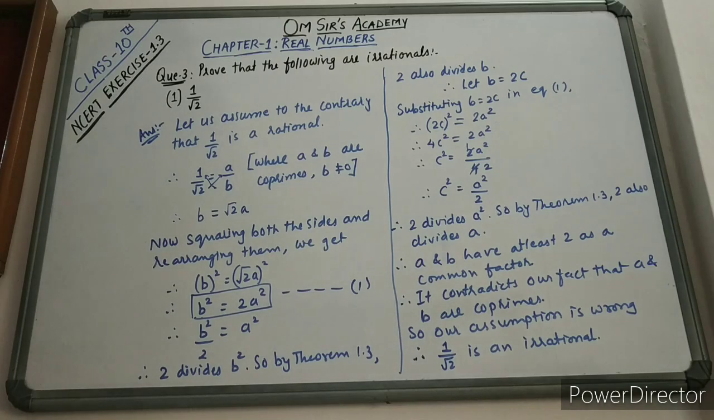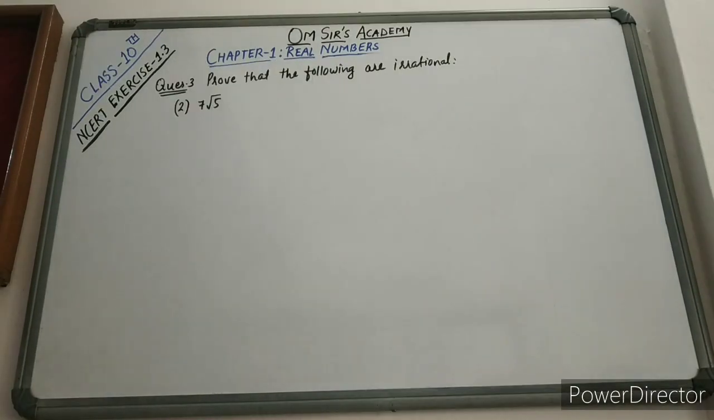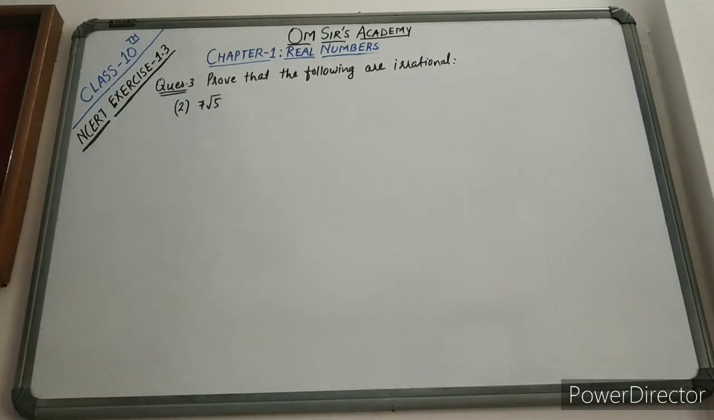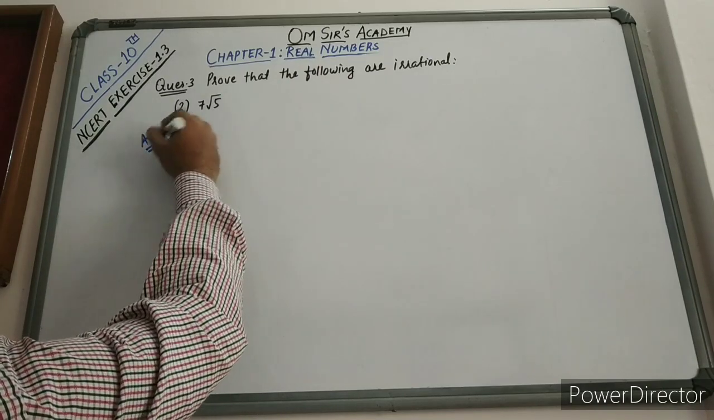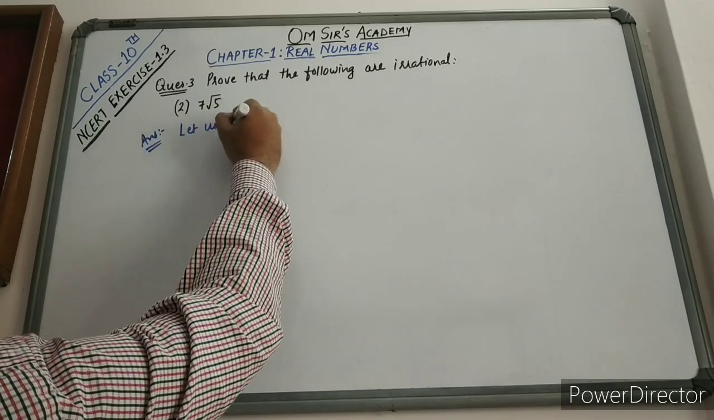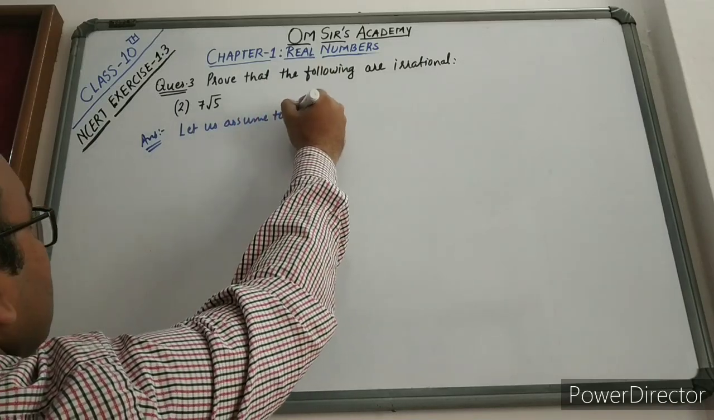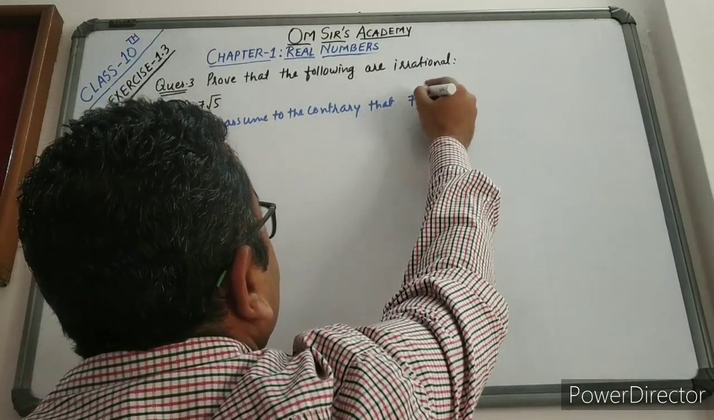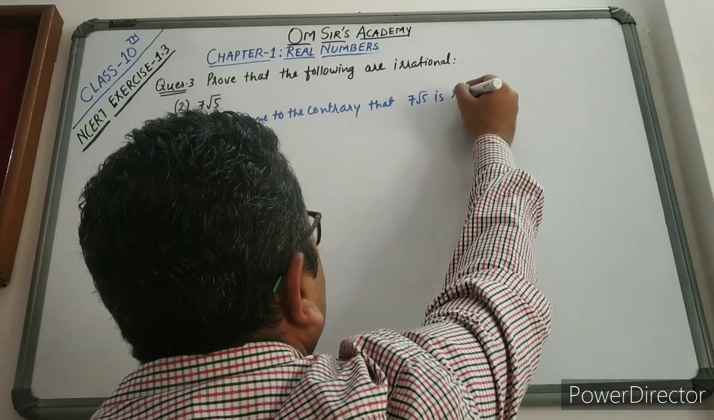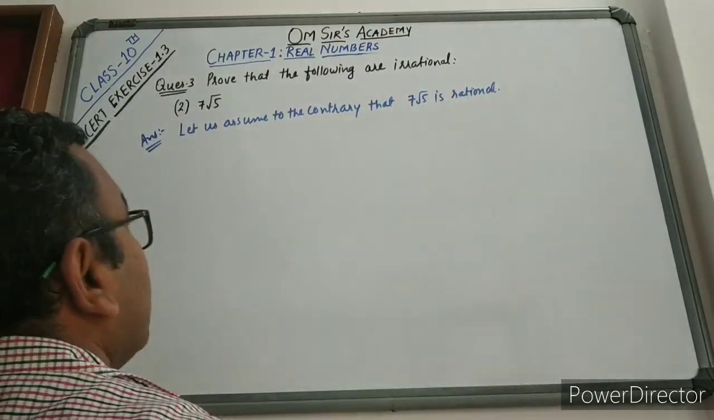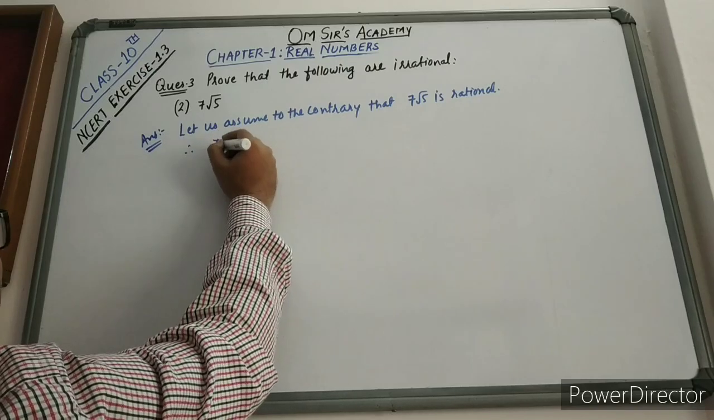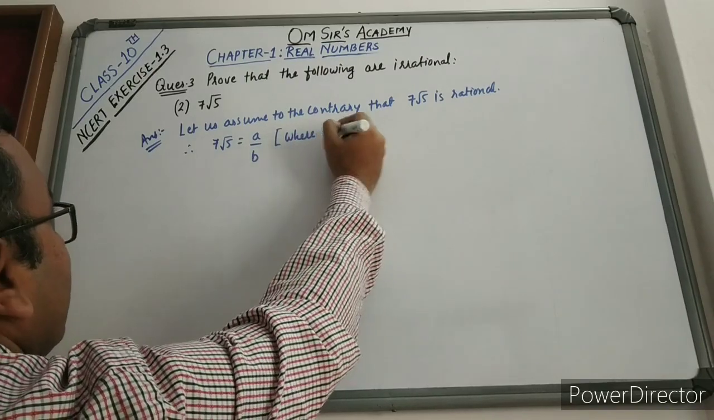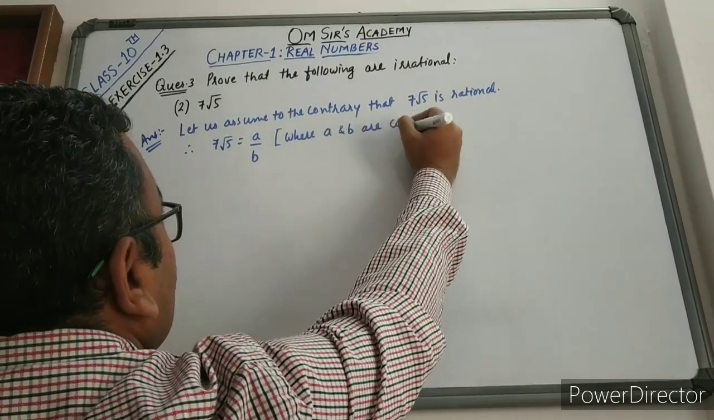Now we move to the next question. So the next question says: prove that 7 root 5 is an irrational number. So let us start, friends. सबसे पहले क्या करेंगे? Let us assume to the contrary that 7 root 5 is a rational. Okay, so if it is rational, 7 root 5 is written as a upon b, where a and b are co-prime integers.